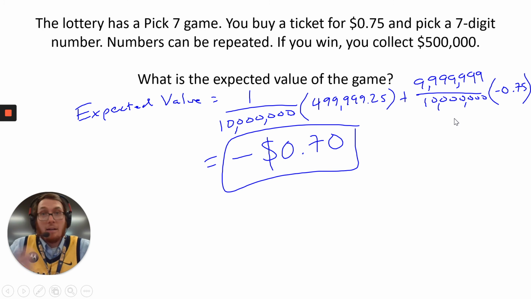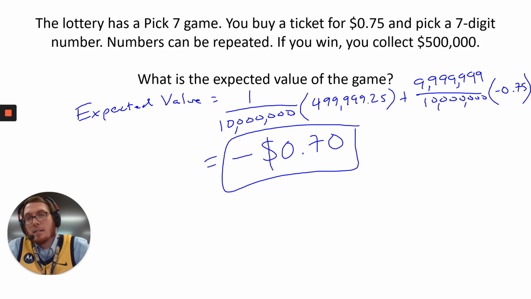Then plus 9,999,999 out of 10 million, everything but the one way to win, times negative 75 cents, because if I spend the money, the 75 cents, and I lose it, well, it's just gone. I've lost that 75 cents. My expected value should be a loss of 70 cents. Now, when you have expected value, make sure you realize I should expect to lose here, and that loss of 70 cents is what I should expect to occur. The one person that wins offsets the fact that the rest of us lose, but you shouldn't expect to get rich off of this situation, because you should expect to lose the 70 cents.